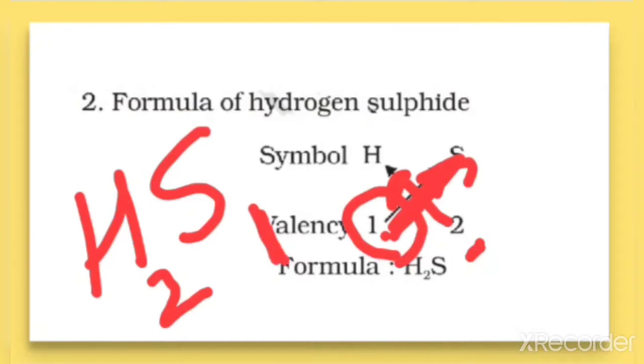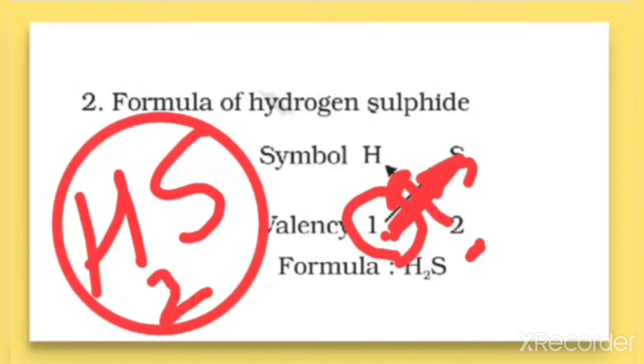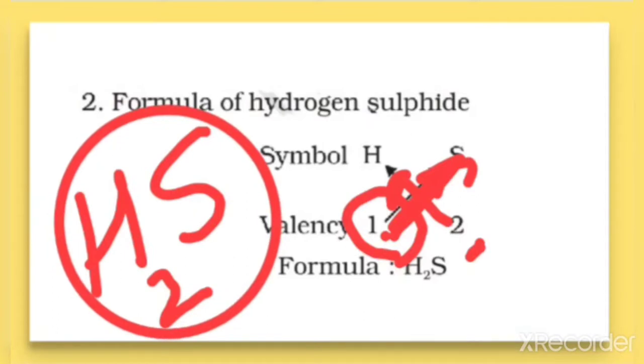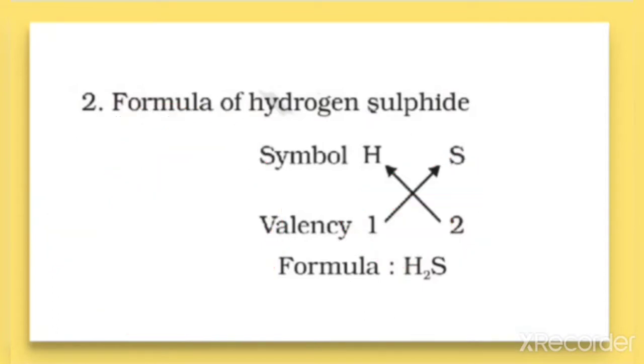As I told you, there is no need to represent the number 1, so we can rub it out. So now we can write the formula, that is H2S. H2S is the chemical formula for hydrogen sulfide. Here also we have followed the rule, that the valencies are balanced. Hydrogen is positively charged and sulfide is negatively charged. It is written in this way. So that is hydrogen sulfide.